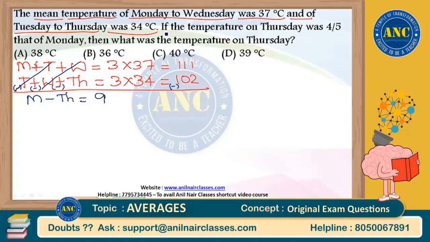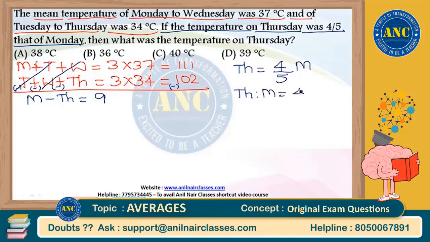Read the next statement. If the temperature on Thursday was 4/5 that of Monday, can I say that Thursday is to Monday is 4:5, or Monday is to Thursday? Monday is to Thursday is nothing but 5:4, right? Monday is to Thursday is 5:4. What was the temperature on Thursday?